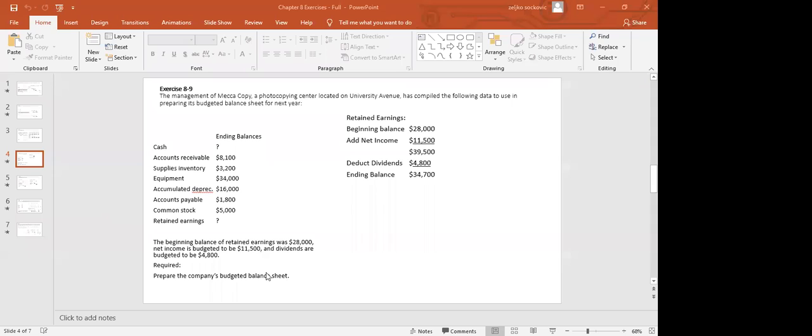So prepare the balance sheet. Well, we are given here a bunch of numbers: cash, accounts receivable, supply and equipment, accounts payable, common stock, retained earnings. The beginning balance of retained earnings was 28. Net income is budgeted to be 11,500. Dividends are budgeted to be 4,800. For this, you need to know those couple of slides in the lecture about the balance sheet and about the income statement and retained earnings, especially, because that's usually the item that is tested, and it's usually the point here. Otherwise, you're just adding up numbers.